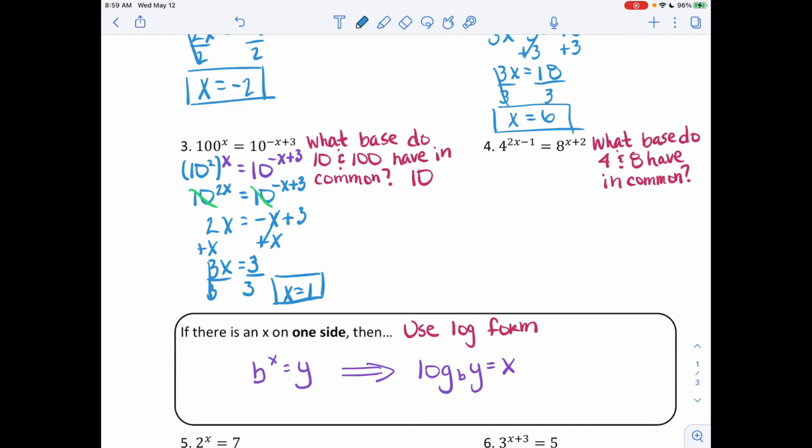For this next one, I have a base of 4 and a base of 8. And 4 and 8 have a 4 in common, but I can't rewrite 8 as 4 raised to a power, because 4 raised to the first power is 4, 4 raised to the second power is 16. I've jumped all the way past 8. So I need to think of a smaller number. So what do these have in common? Well, they do have a base of 2 in common.